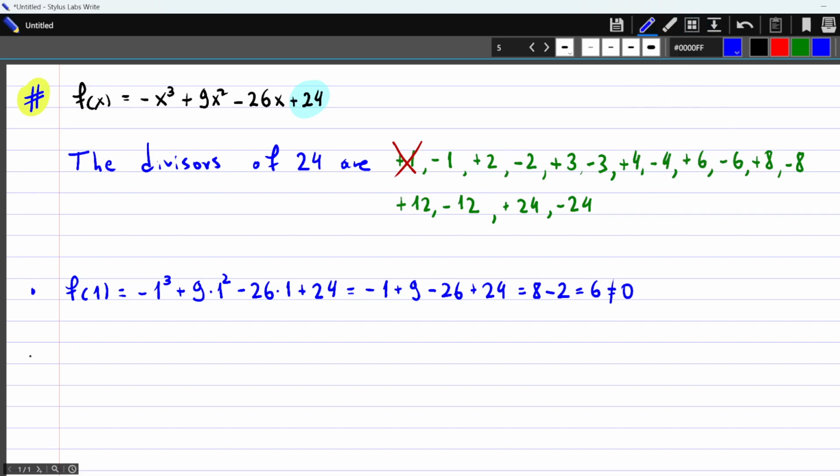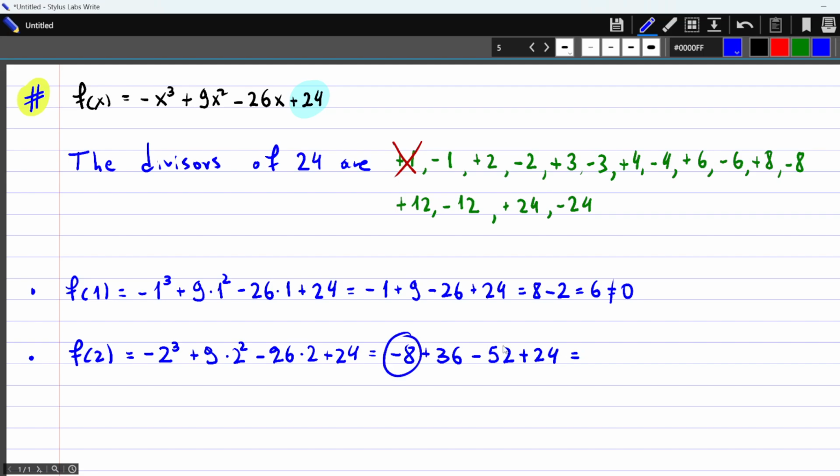So I intend to find f of 2, which is -2 on the third power, plus 9 times 2 squared, minus 26 times 2, plus 24, which equals -8, plus 2 squared is 4, 4 times 9 is 36, minus 52 plus 24 equals -8 minus 52 is -60. 36 plus 24 is 60. -60 plus 60 equals 0.